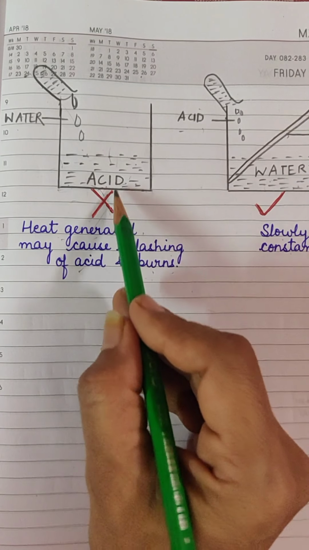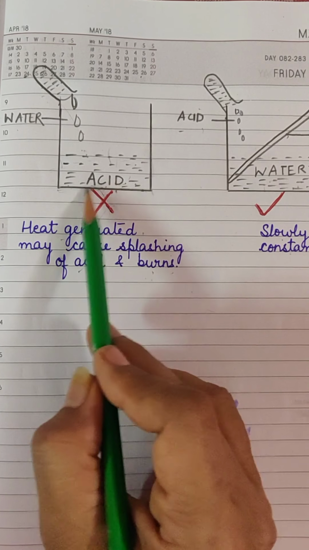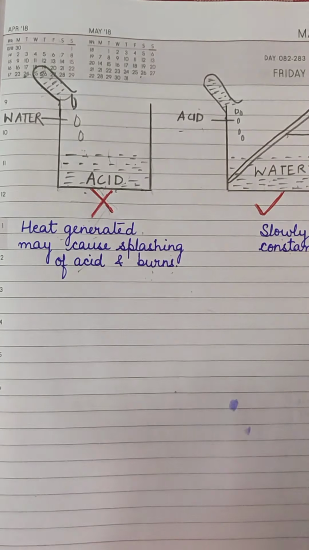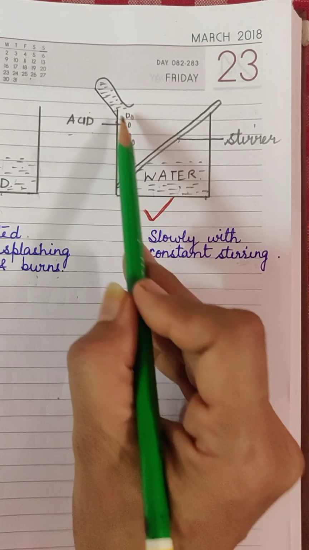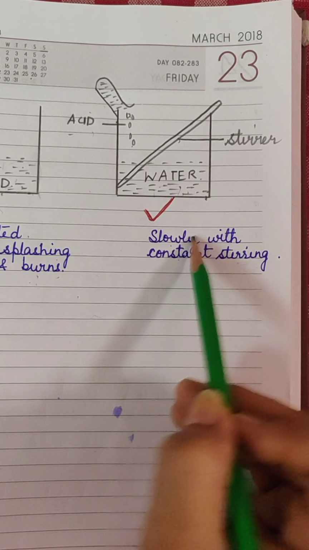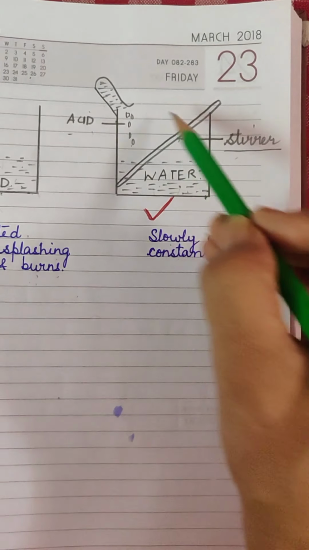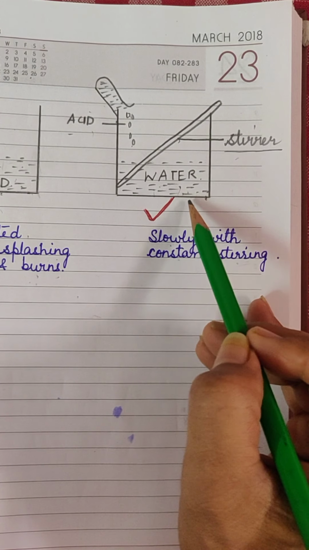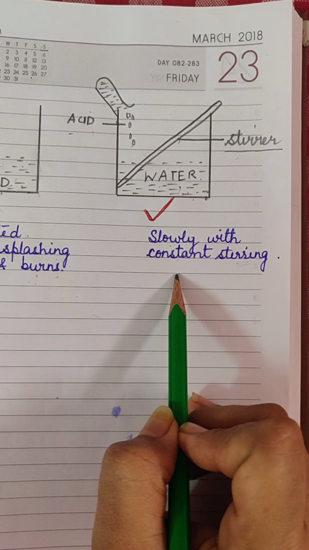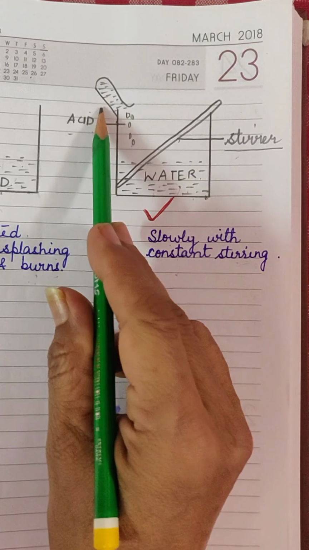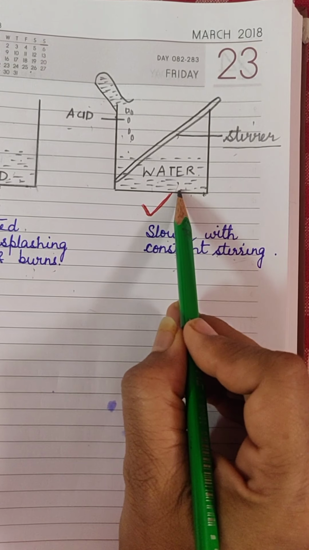So what should never be done? Water should never be added to acid. This is the wrong way of diluting. What else can we do? We will take water in greater amount and add acid to it slowly, dropwise, and keep stirring constantly. We stir the solution constantly to distribute the heat uniformly so that the glass does not break. So the correct method of diluting an acid is to add acid dropwise, slowly, with constant stirring, to water.